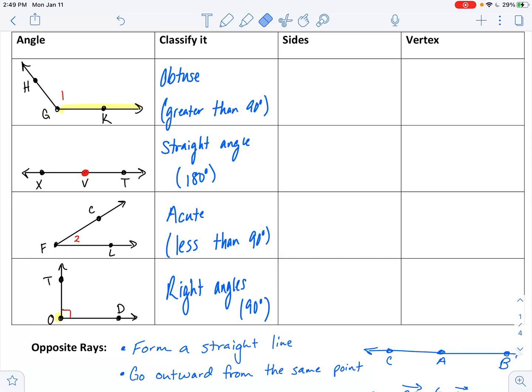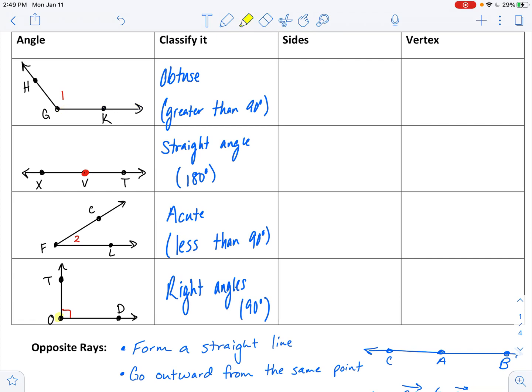Good afternoon. Today we're going to talk about how to name angles in Euclidean geometry and how to name and identify the parts of those angles. So the first thing we need to do is identify what are the parts that make up an angle.